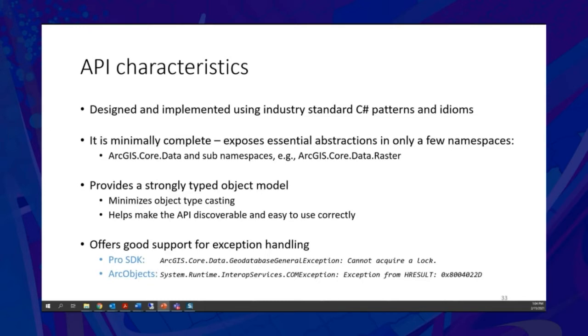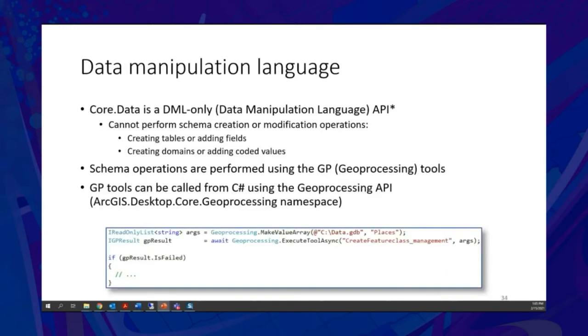Being a managed API, it is strongly typed, and we try to minimize the amount of object type casting that you have to do to use it correctly. Things in the API are readily discoverable through code completion and all that. Also, it does provide really nice support for exception handling, something much better than what you would see with traditional ArcGIS development, where you just see things such as HResults.